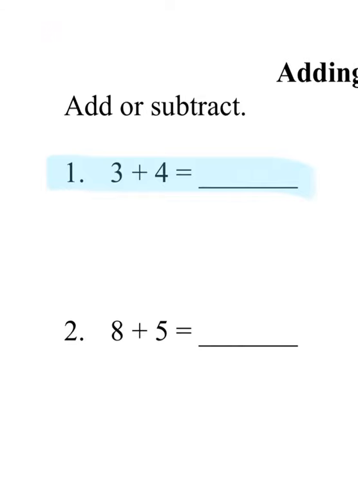3 plus 4. I'm going to draw 3 dots. Plus 4. 1, 2, 3, 4. And then we're going to count. 1, 2, 3, 4, 5, 6, 7. So altogether we have 7 dots.